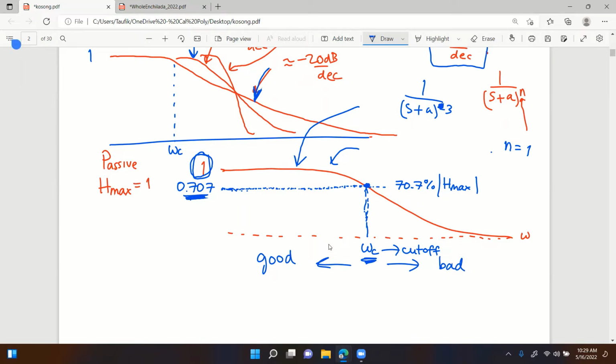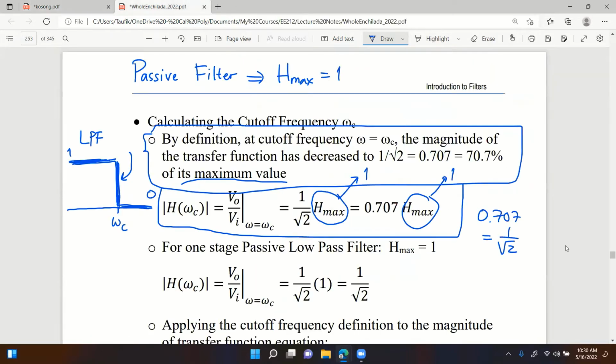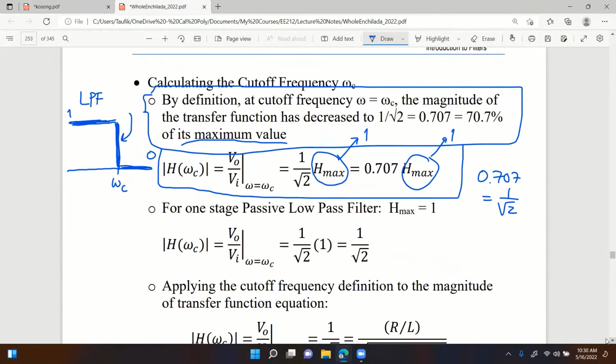Any question on this? Make sure that this is clear, okay? This is very important for you to understand, right? Okay. So once we understand the definition of cutoff frequencies, let's apply this definition to our current filter, right?